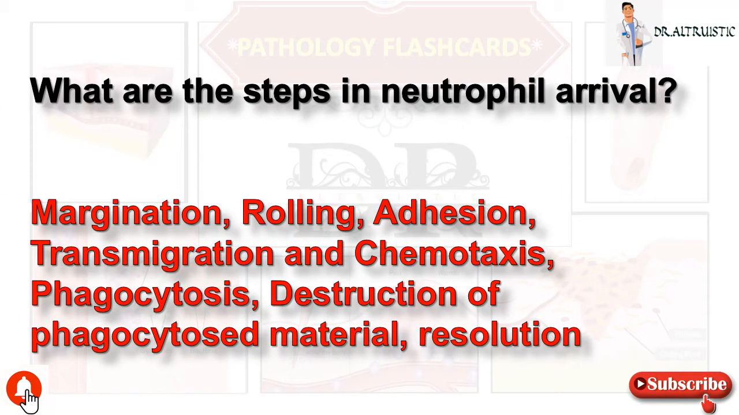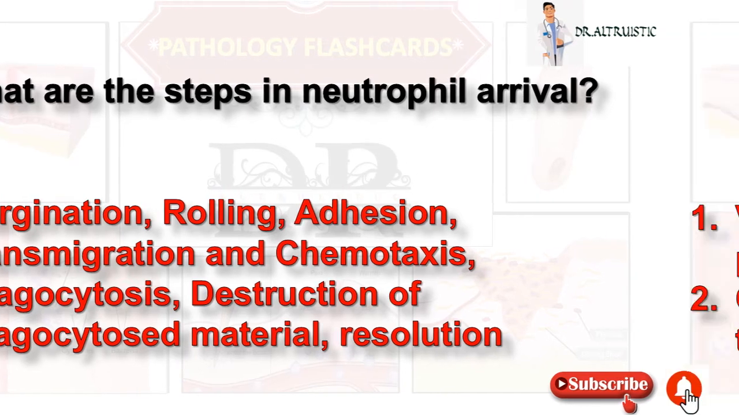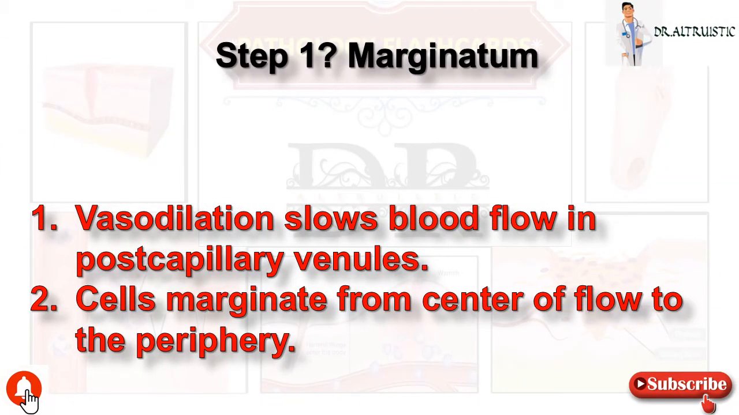What are the steps in neutrophil arrival? Margination, rolling, adhesion, transmigration and chemotaxis, phagocytosis, destruction of phagocytosed material, resolution. Step 1. Margination. 1. Vasodilation slows blood flow in postcapillary venules. 2. Cells marginate from center of flow to the periphery.